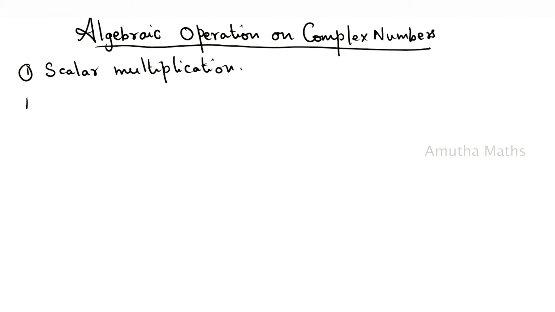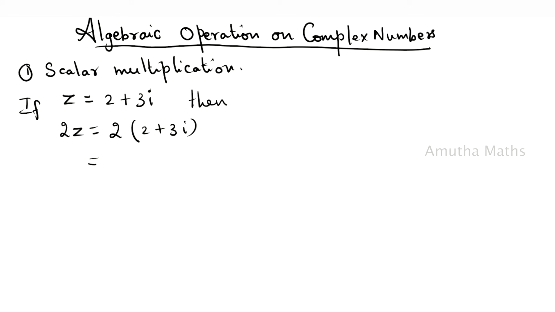So if z is equal to 2 plus 3i, let us take. Okay, z is equal to 2 plus 3i. Then what is 2z? அப்ப 2z எவ்வளவா இருக்கும்? 2 into 2 plus 3i. So this is equal to 4 plus 6i. So in the diagram we shall see.